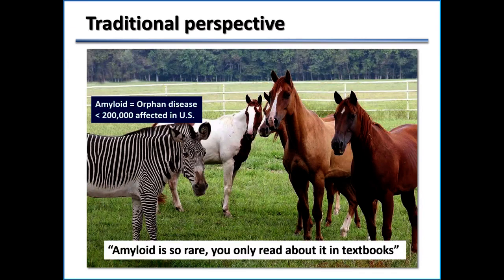So what do we think about amyloid? I think it's an orphan disease and actually does meet the FDA criteria for being an orphan disease. It has less than 200,000 cases in the United States, and because of this, we think of amyloid typically as a zebra. I'm going to show you over the next several slides, it's probably not as rare.